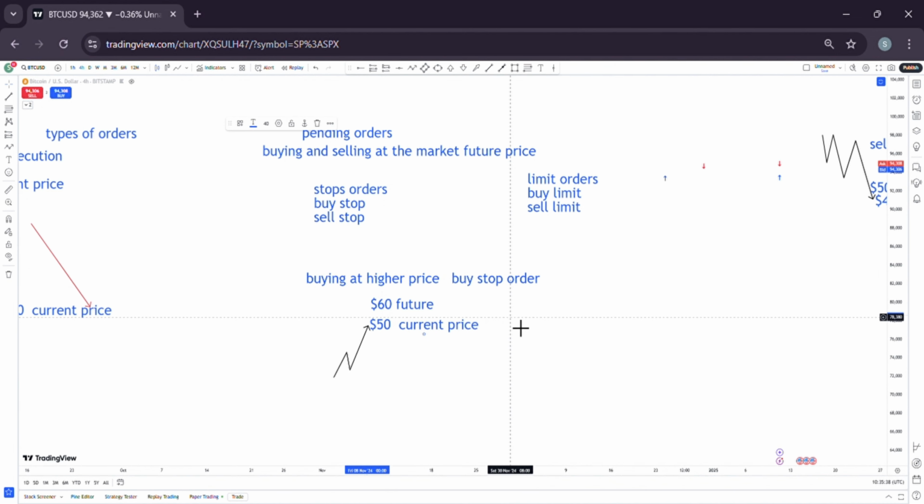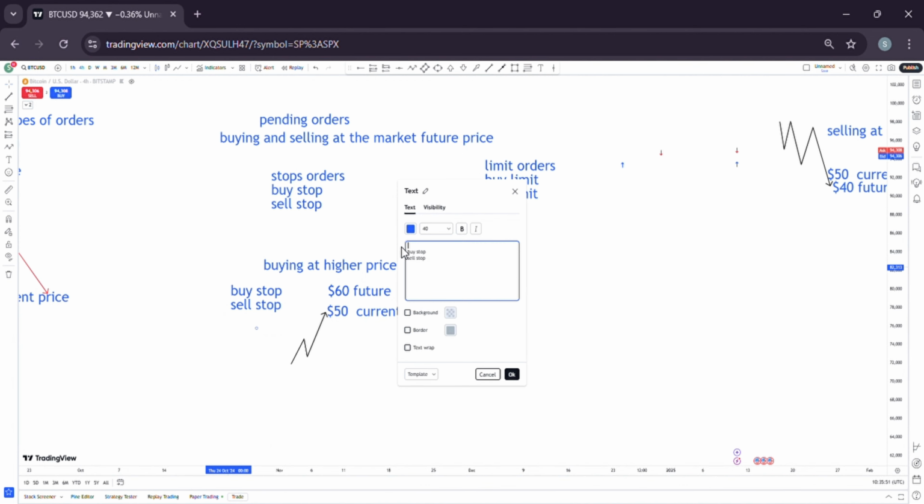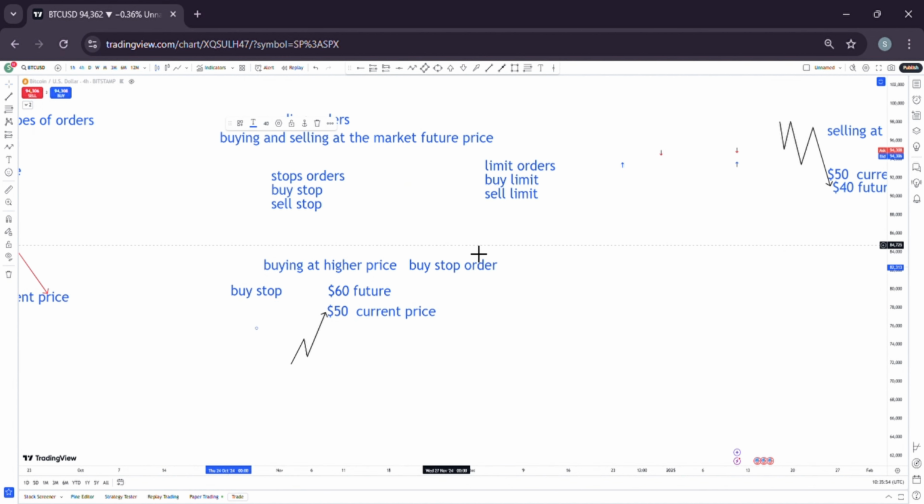So the opposite is for the sell stop. So you can indicate this. Let's indicate it. So buy stop, buying at a price higher than the current market price.